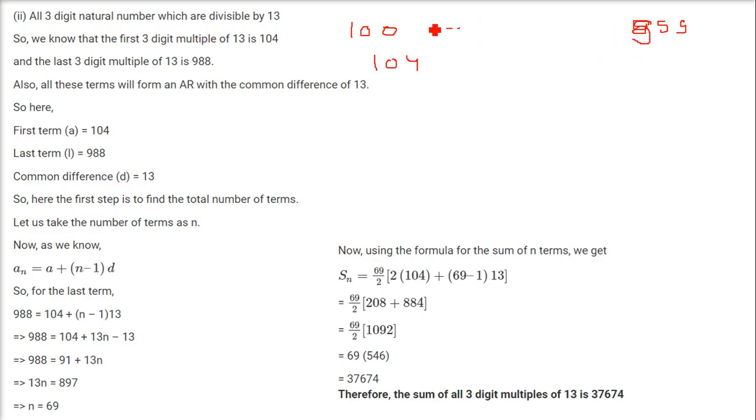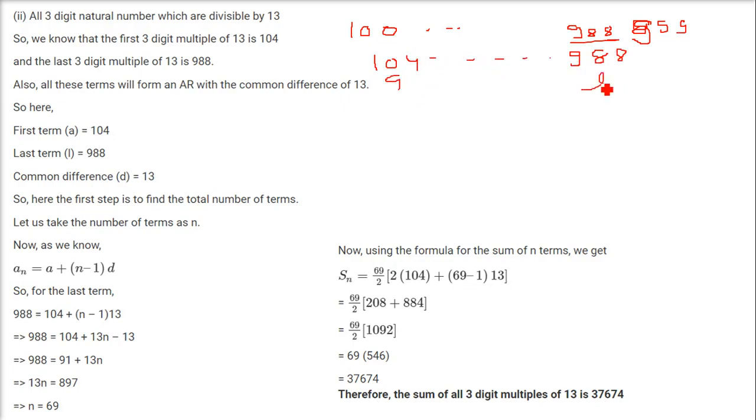So you don't have to worry about it. I'll just tell you, and you can find out. If you're not able to find out, there is no point of division. You can just take the last term as 988. If you divide it by 13, it is going to divide. So I'll take 988. Our series becomes 104 to 988.